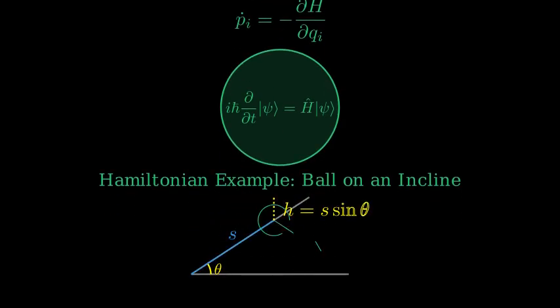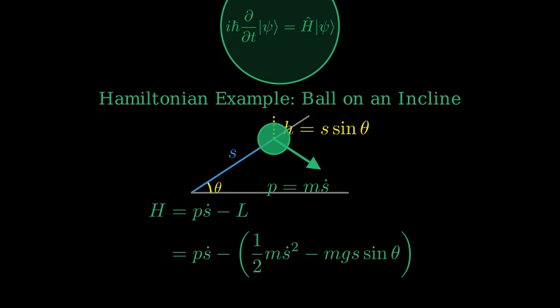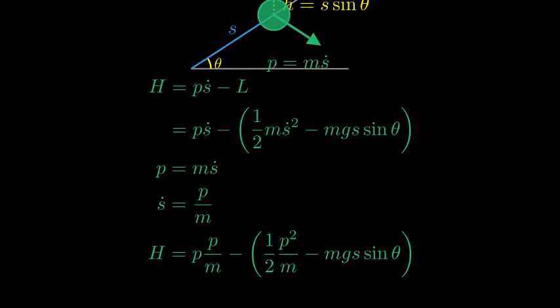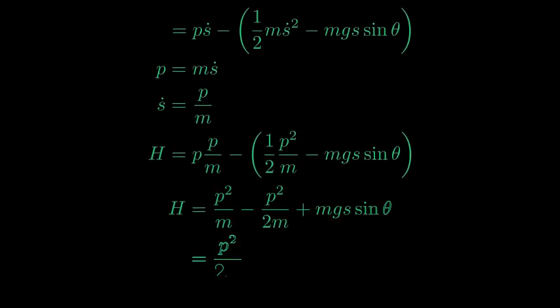As in the Lagrangian approach, we use s as our generalized coordinate, but now we need the conjugate momentum p, defined as p equals partial L partial s dot, which is m s dot. The Hamiltonian is given by H equals p s dot minus L, so H equals p s dot minus 1/2 m s dot squared plus mgs sine theta. Substituting p equals m s dot, we get s dot equals p divided by m, and the Hamiltonian becomes H equals p times p over m minus 1/2 p squared over m plus mgs sine theta. Simplifying, H equals p squared over 2m plus mgs sine theta.